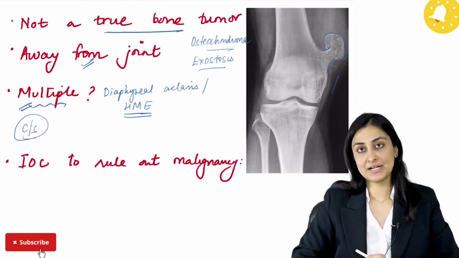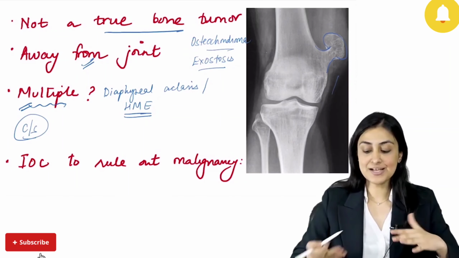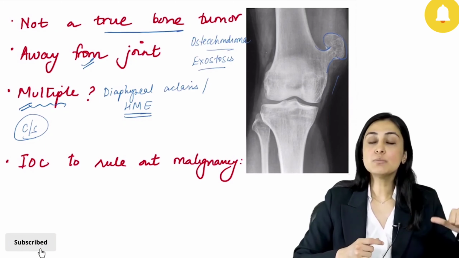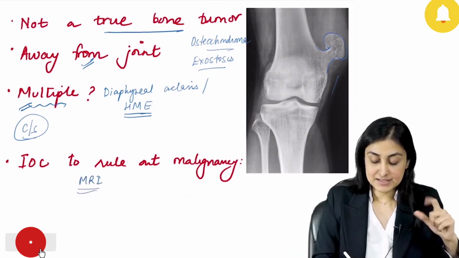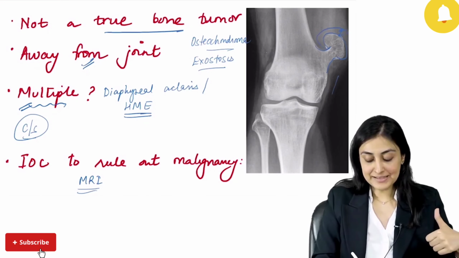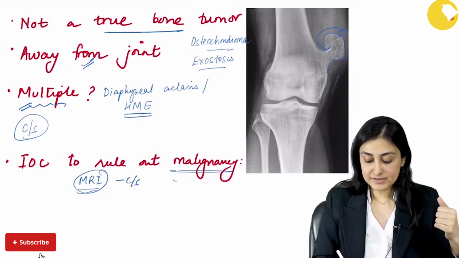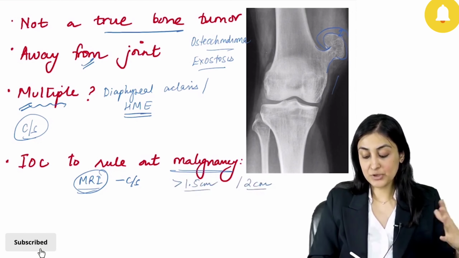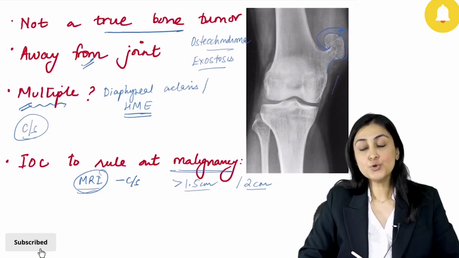And how will I pick up that chondrosarcoma? Tell me, how do we look at the cartilage? Is the cartilage visualized on an X-ray? No, not really. So the investigation of choice, if you remember the thumb rules for cartilage, is going to be an MRI. Alright, so when I want to see that this cartilage cap is thickening, producing this malignancy, I need to do an MRI to rule out chondrosarcoma, and the thickness we take is going to be more than 1.5, some books write 2.